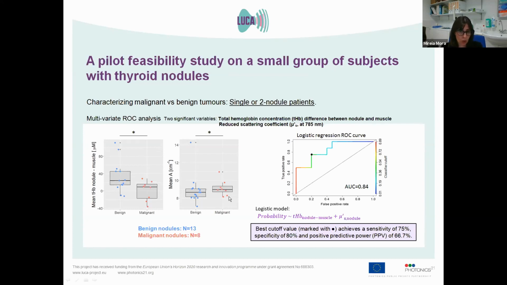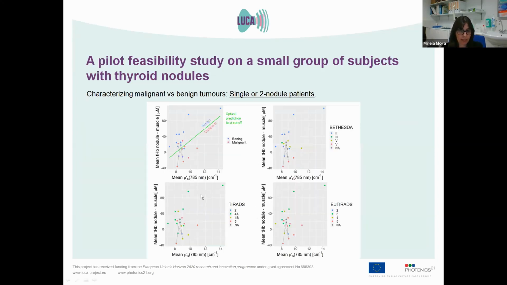Afterwards, we built a logistic model with these two variables, and we obtained an area under the curve of 0.84. And choosing the best cutoff value, you could see that we achieved a sensitivity of 75%, a specificity of 80%, and a positive predictive value of 87%. If we represent all these points in the next picture, you can see here a line that represents the cutoff of this model.